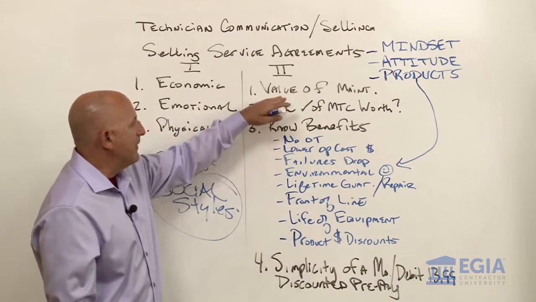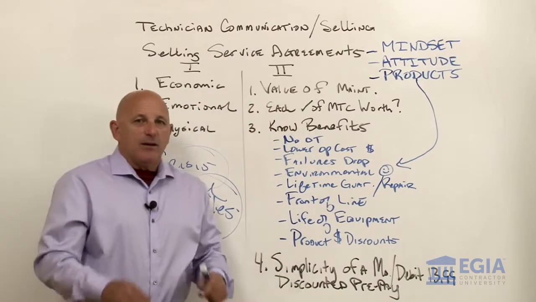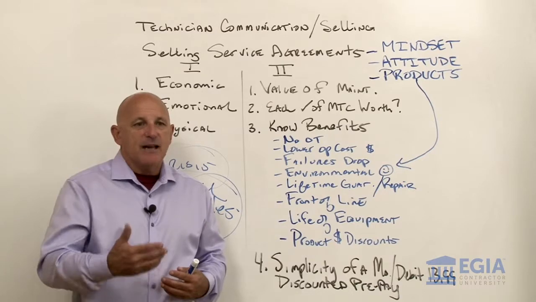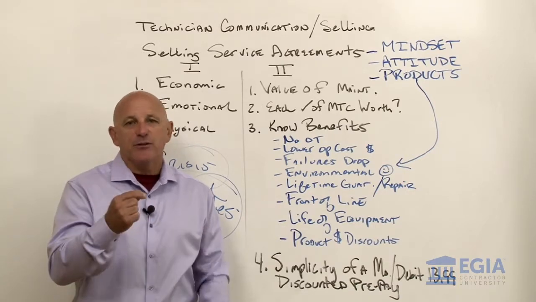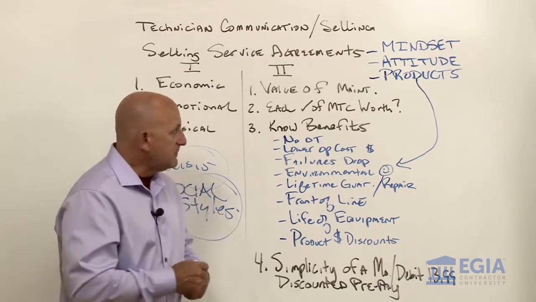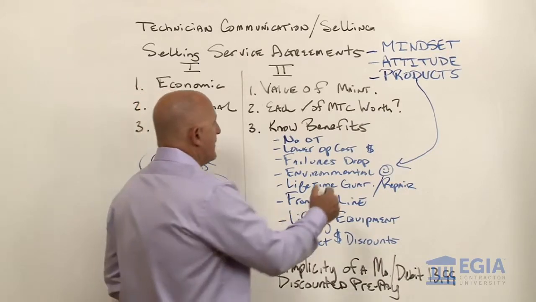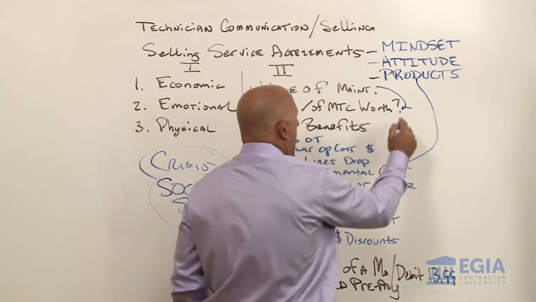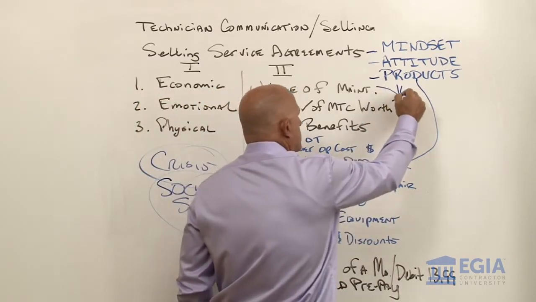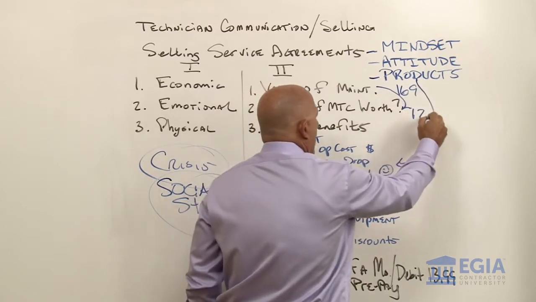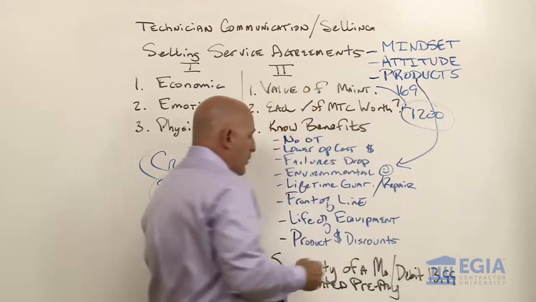So let's break this down. Phase 2. One of the things that we teach our guys, and I think it's useful for you, is the value of the maintenance agreement. What do I mean by that? Well, I mean that each maintenance task, so if this is $169, our value of our maintenance is about $1,200.